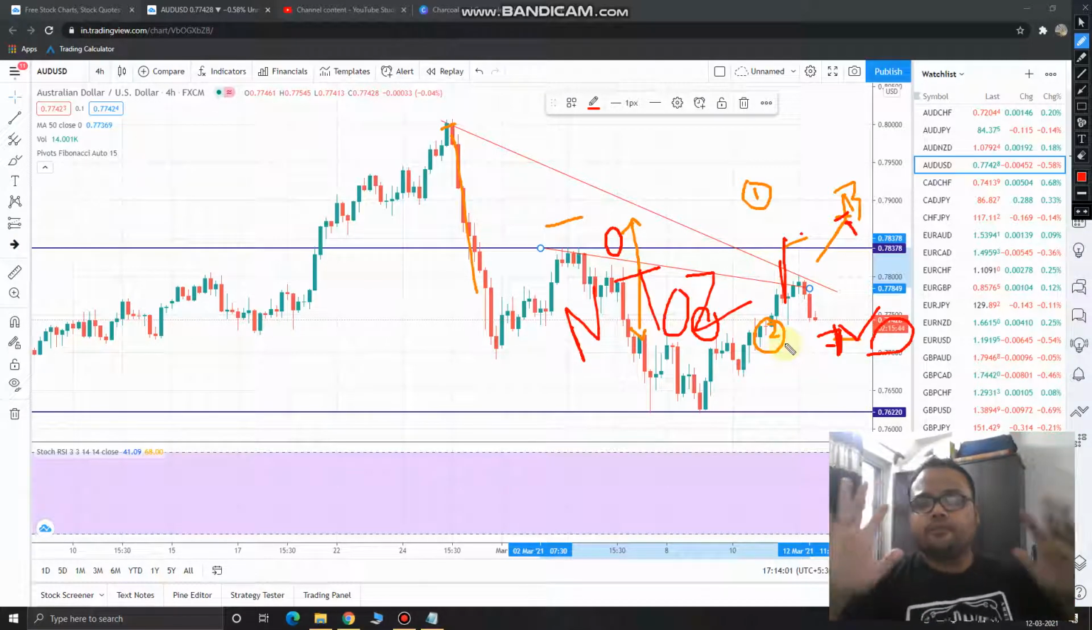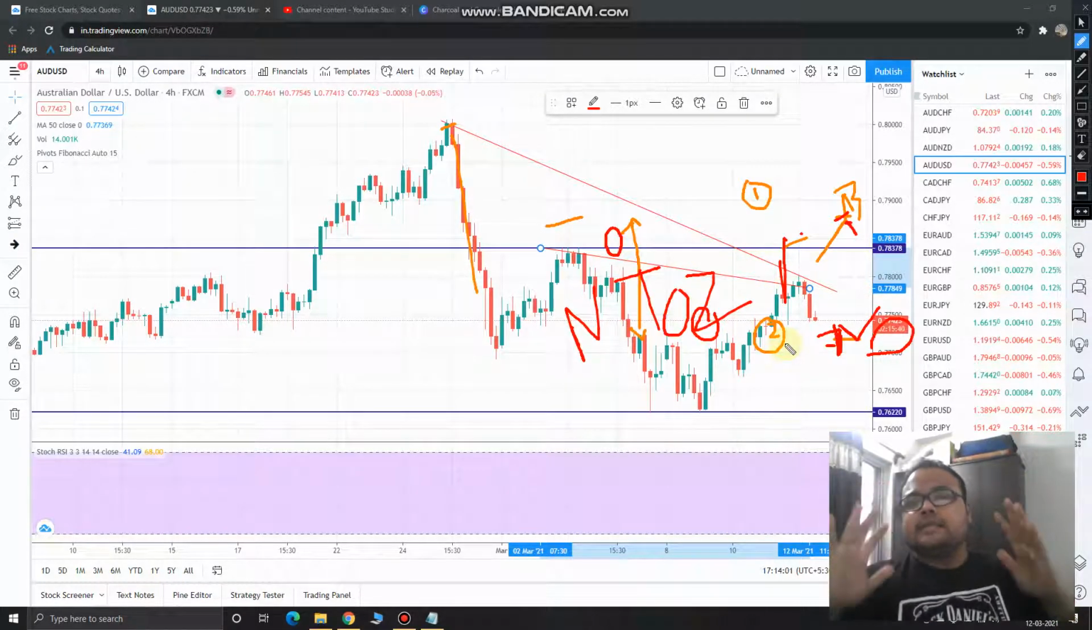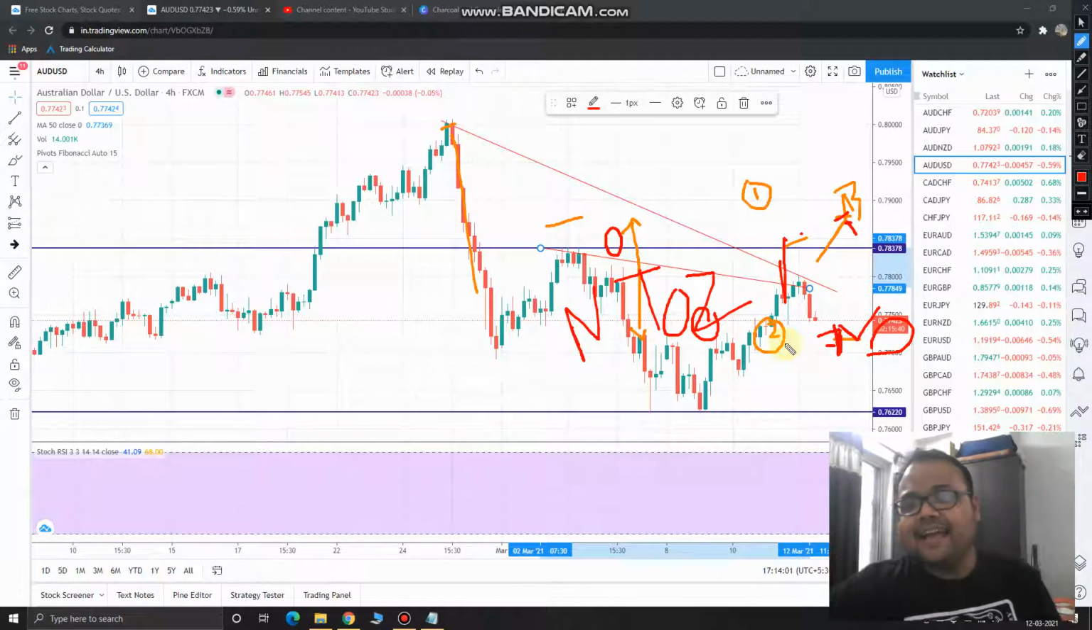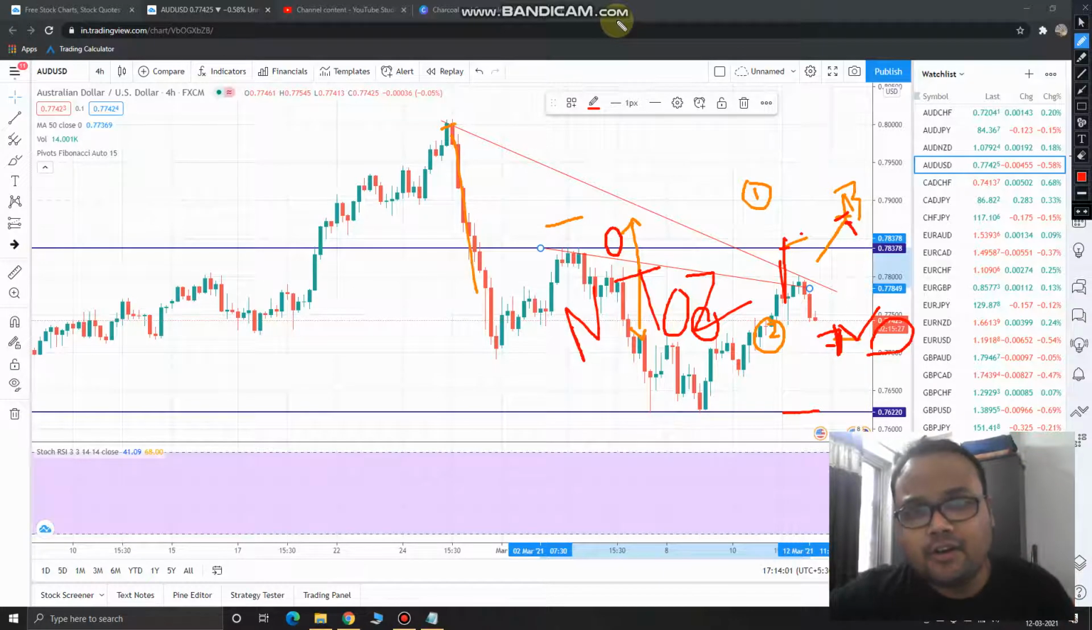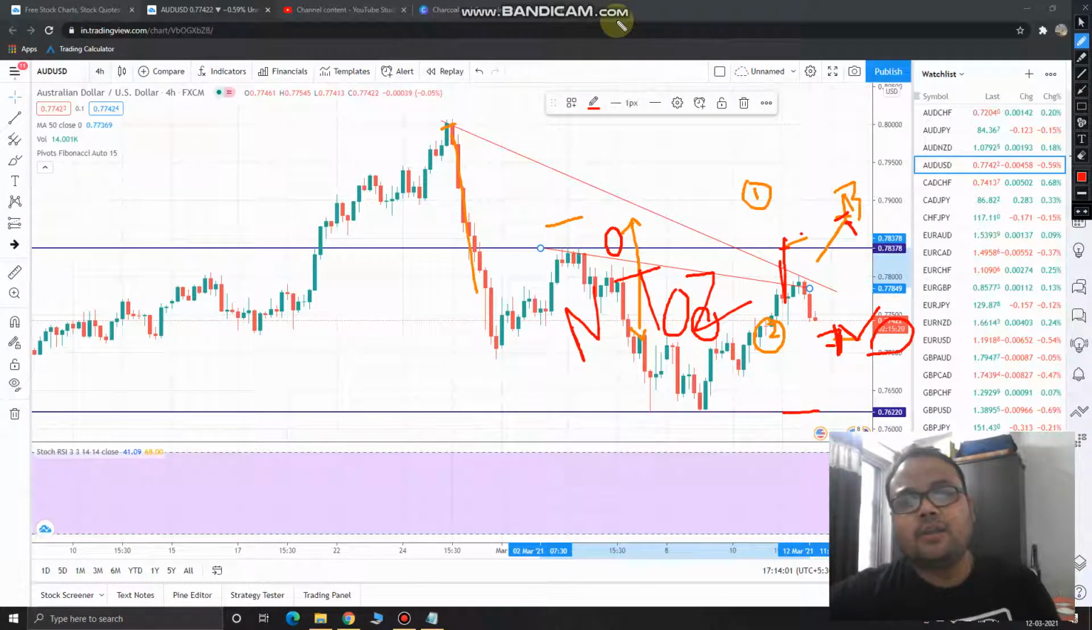Okay, because see, it is important to make money. And discipline is the main thing. You should not be compromising on the discipline. Discipline is the main thing that keeps a trader afloat on the market. Okay, so wait for these two levels to execute the trade. So this is a simple analysis for Australian dollar, US dollar for 12 March 2021.